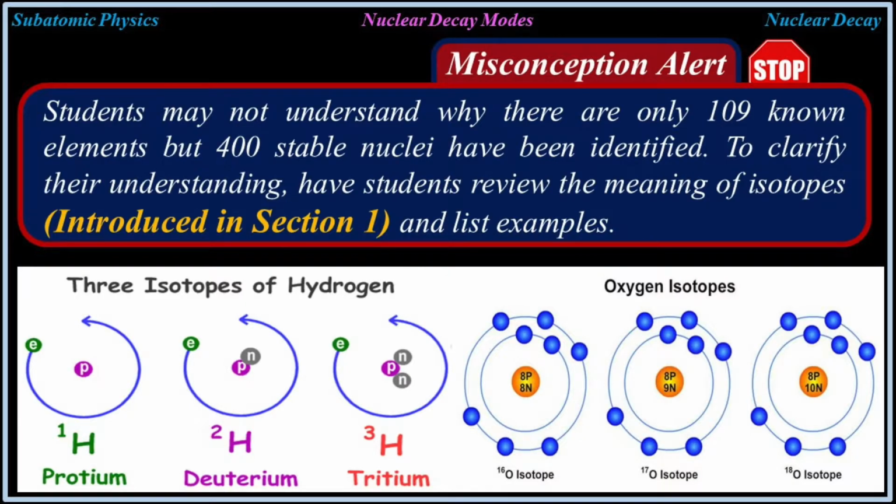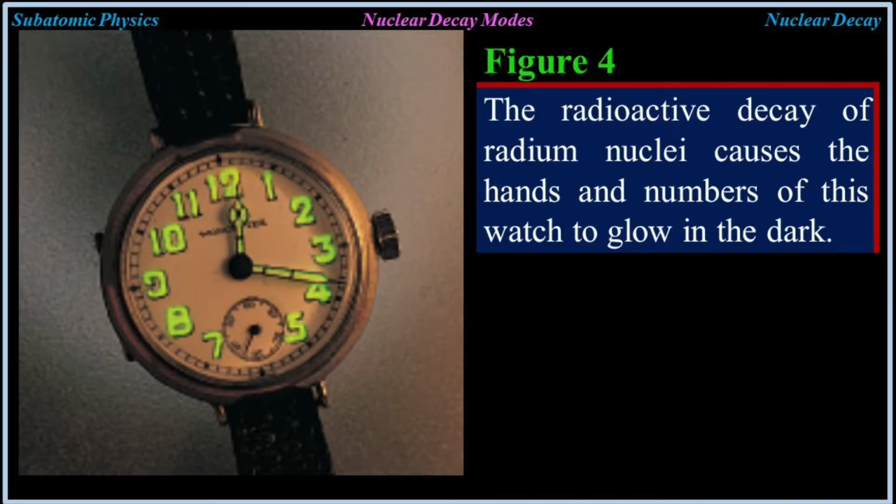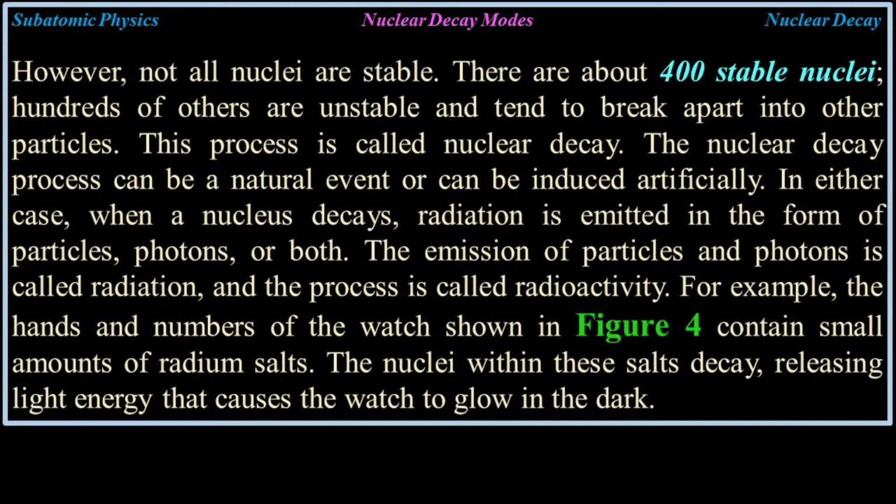Students may not understand why there are only 109 known elements, but 400 stable nuclei have been identified. To clarify their understanding, have students review the meaning of isotopes introduced in section 1 and list examples. The radioactive decay of radium nuclei causes the hands and numbers of this watch to glow in the dark. However, not all nuclei are stable.